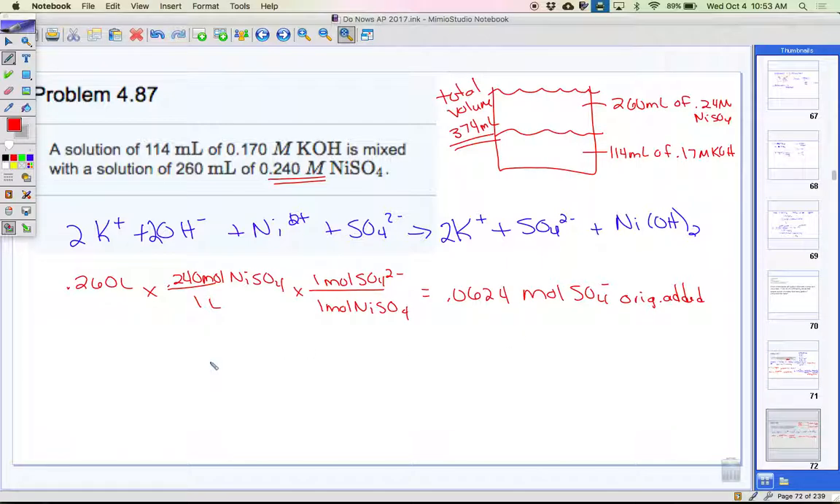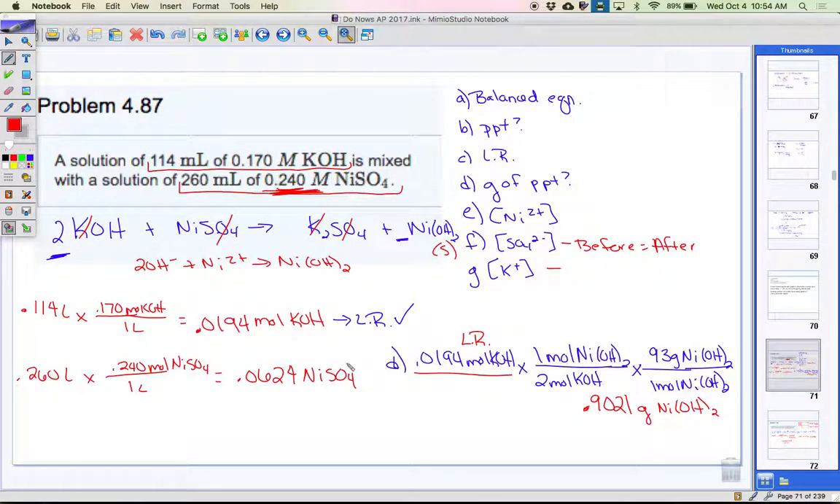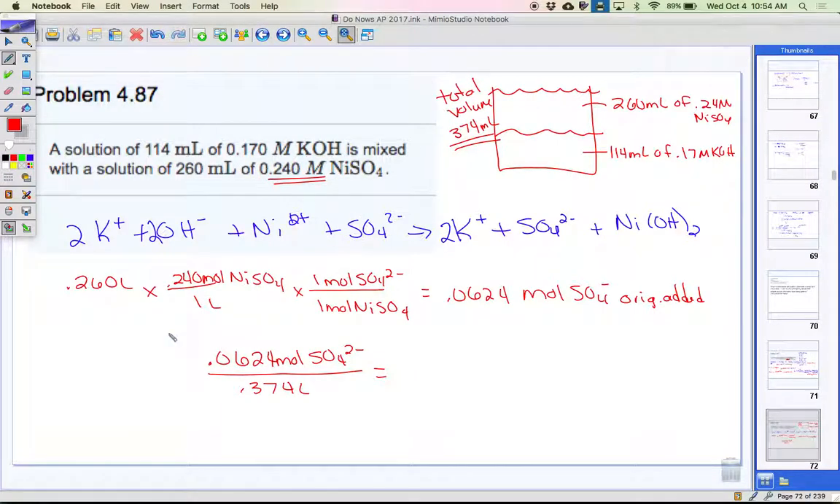But what's the new concentration? What's the new volume that the SO4 is in now? 374. So 0.374 liters. Now divide that, and that will give you your new concentration. Couldn't you have just said, since it canceled, you could have just taken the number from the first time, from part C, 0.0624? Oh, probably. I just didn't pay attention. Yeah, you could have started there. I just did it again.